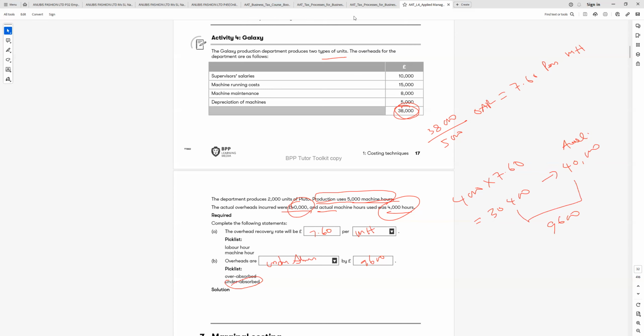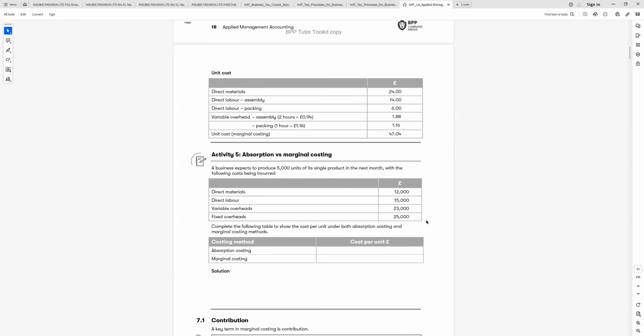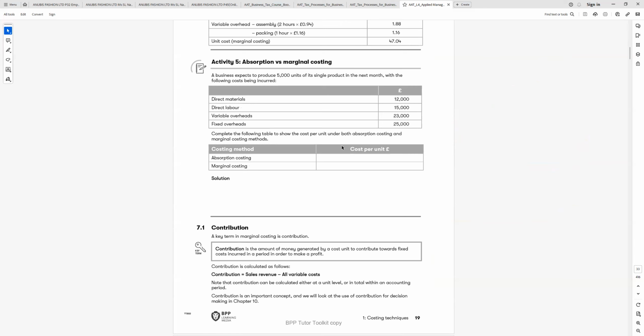All right, let's move to the next one. The next one we have here is marginal costing. Marginal costing is quite simple. All you have to do is find the variable cost to find the contribution, and minus the fixed cost to find the profit. Okay, let's do one question for the marginal and the absorption. So we have absorption versus marginal costing. Let's try to do it.